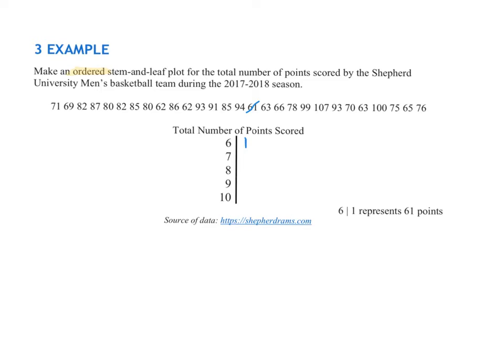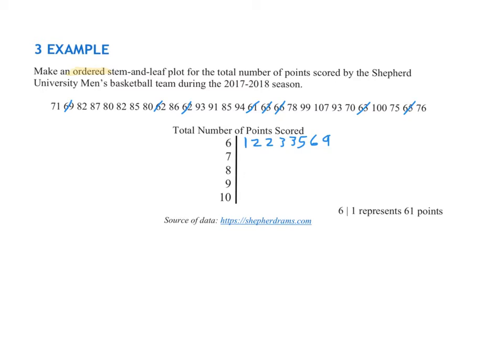The next lowest is a 62. And there's another 62. There's a 63. And another 63. A 65. A 66, and a 69. And then we'll go to the next one, the 70s.